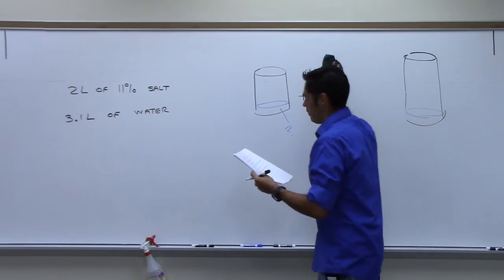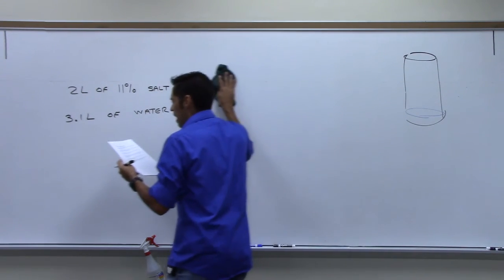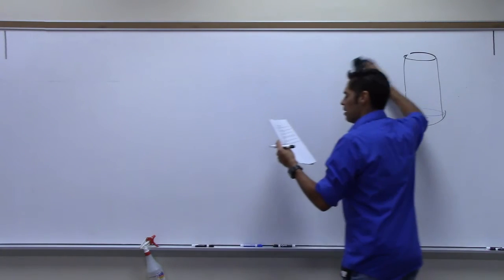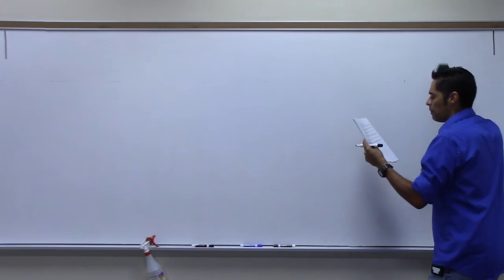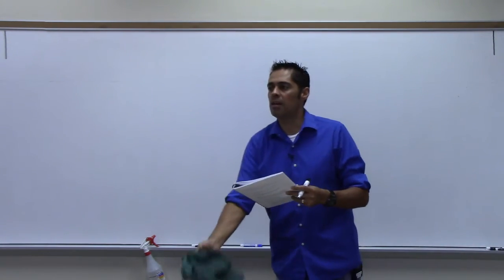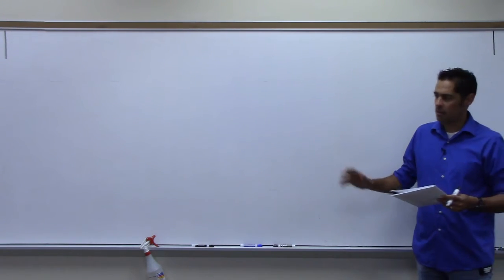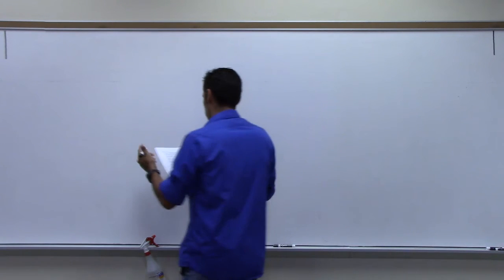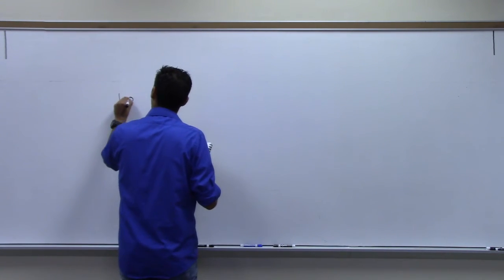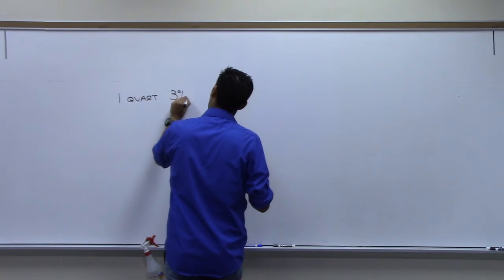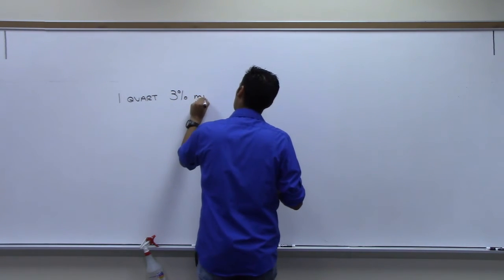All right. I'm going to look at number 5. It's saying something like, how much water is required to be added to 1 quart of 3% milk to result in a 2% solution? So this is very different than what we just did. All right, I've got some milk. All right, I've got 1 quart of 3% milk.